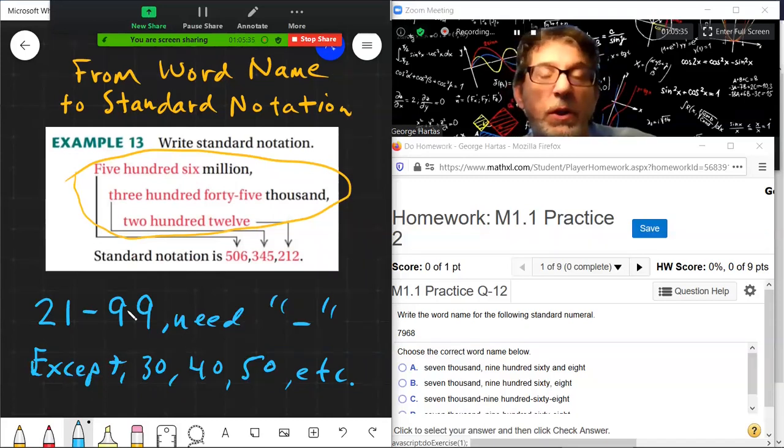So take the number 36, thirty-six. So we need that. So let's look here actually. First of all, let's look up here. We got 506. See, this doesn't have a dash because 6 is not between 21 and 99.